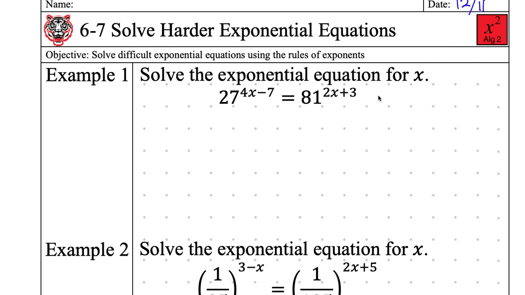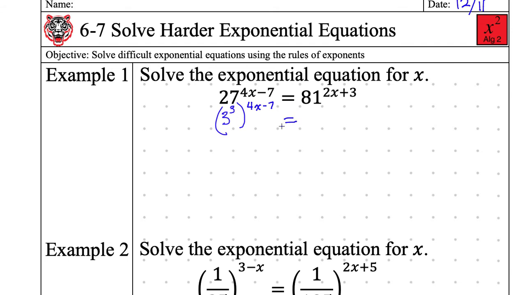How do I rewrite that left-hand side? Beverly: It'd be 3 to the third. 3 to the power of 3 and all that to the power of? 4x minus 7. There it is, 4x minus 7. Thank you. What about the right-hand side?